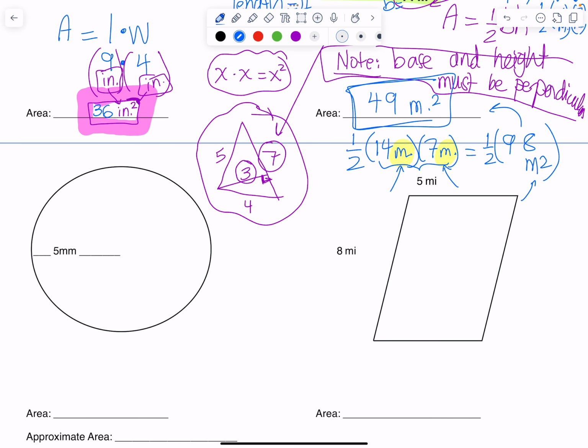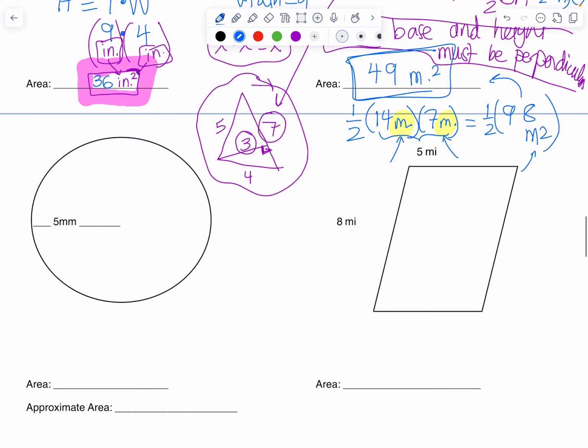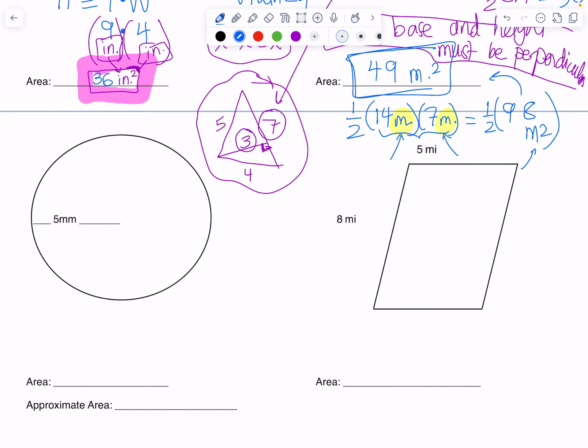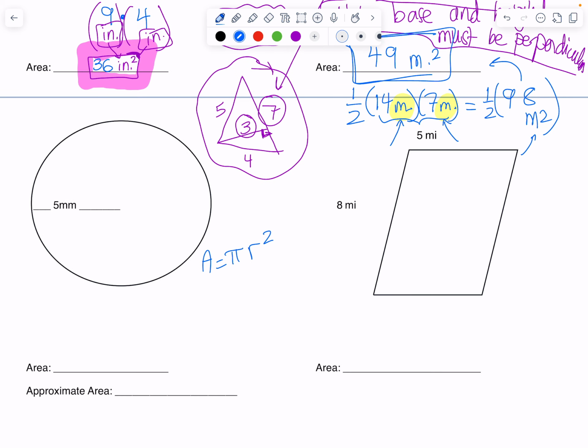Okay, so hopefully that helps. All right, now it looks like we're looking at a circle. And if I look back at my formula sheet, or the formulas above, I think we got pi r squared as our formula. And notice that underneath the circle we want the area and then we want the approximate area. So in the first one I'm going to have pi in my answer. And in the second one, we're going to want to replace pi with 3.14 and then figure it out on the calculator.